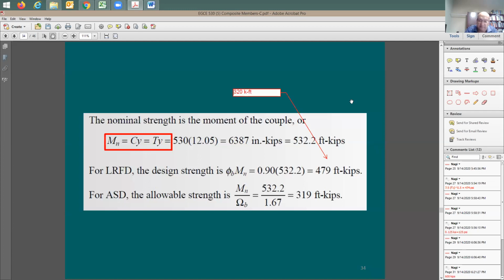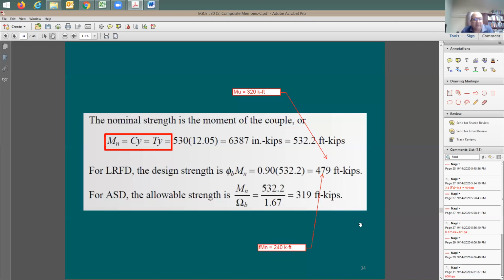Okay, this is gonna be M sub U. The capacity here, if I have full composite, is gonna be 320. And the capacity, if I don't consider any composite, like if I still consider here the bare steel beam, I'm gonna say phi Mn is gonna be equal to 240 kfoot.